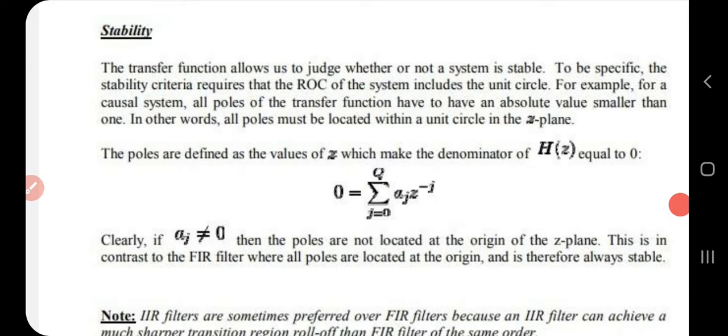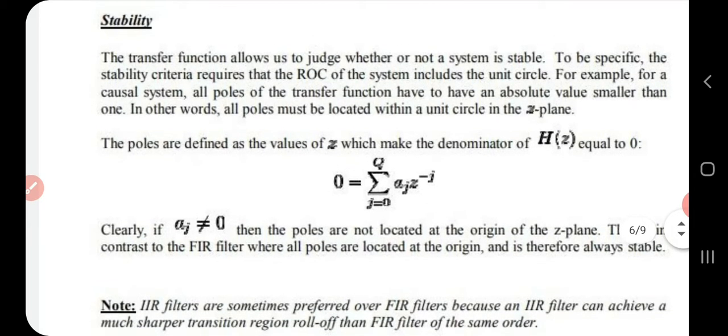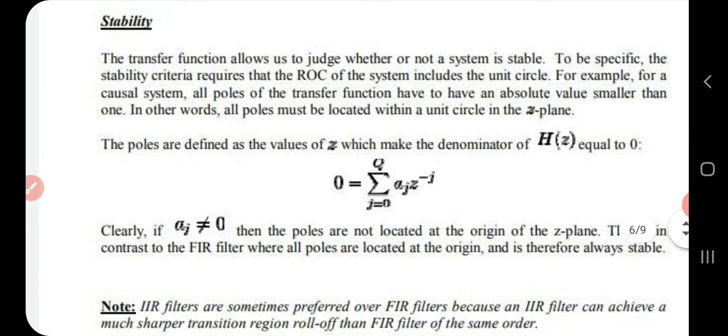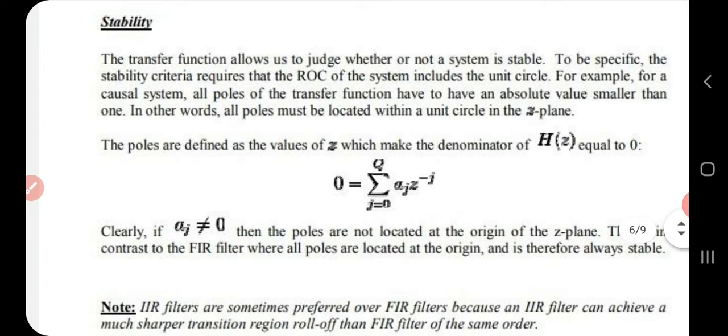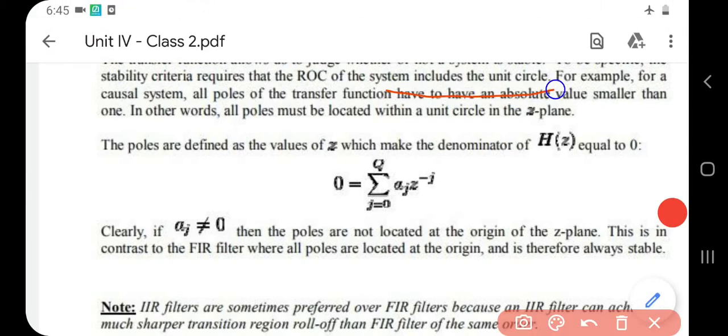What about the stability of IIR filters? As we studied in earlier sessions, the transfer function helps us to judge whether or not a system is stable. To be precise, the stability criterion requires that the region of convergence of the system includes the unit circle. We have already studied this. For example, for a causal system, all poles of the transfer function must have an absolute value smaller than 1. That is, all poles must be located within the unit circle in the Z plane for a causal system.